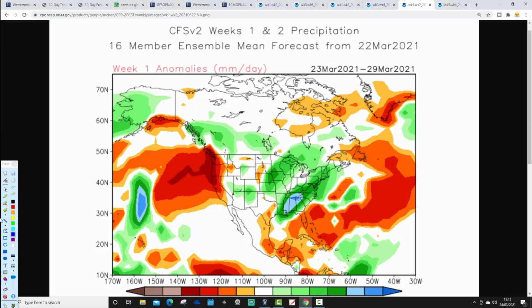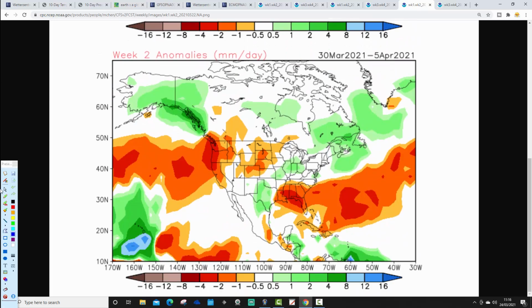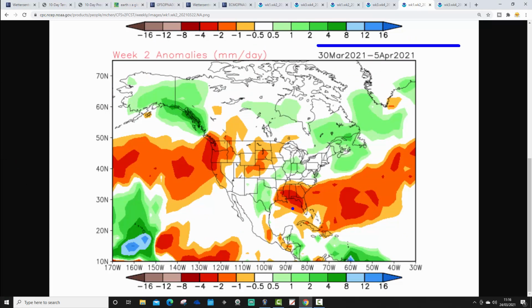And then precipitation anomalies finally. So quite unsettled in the weekend. It's drier out in the west and in the southeast. Otherwise above average precipitation in particularly the southeastern states actually. Week 2 is going to be the 30th of March to the 5th of April. Drier than average in the southeast and in the west and the northwest. Otherwise a little bit on the unsettled side in the far east and northeast.